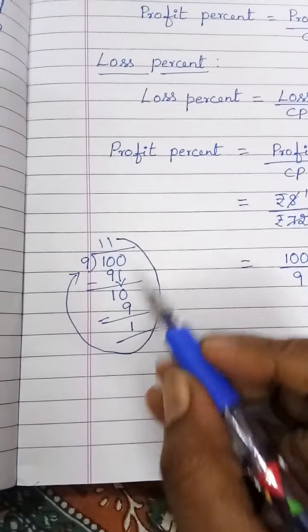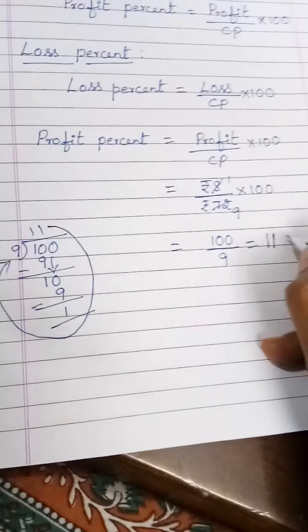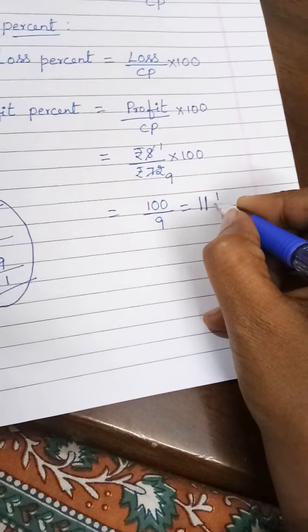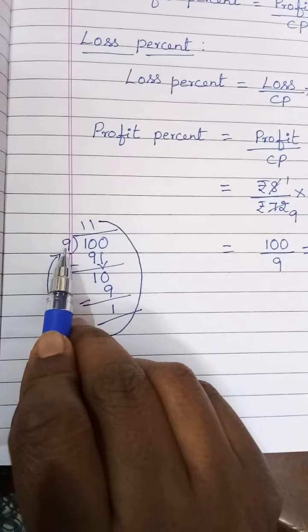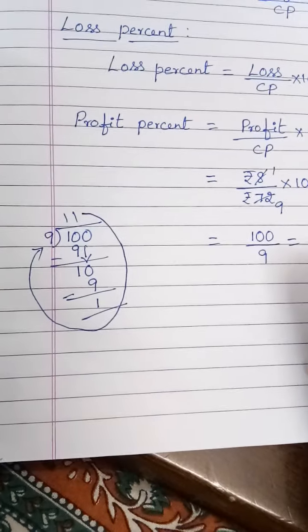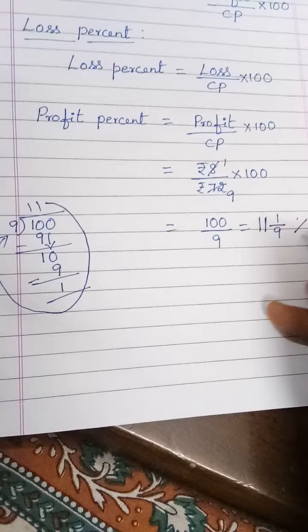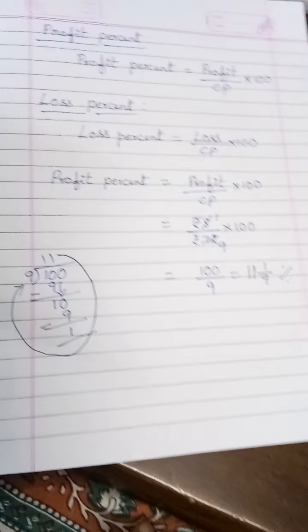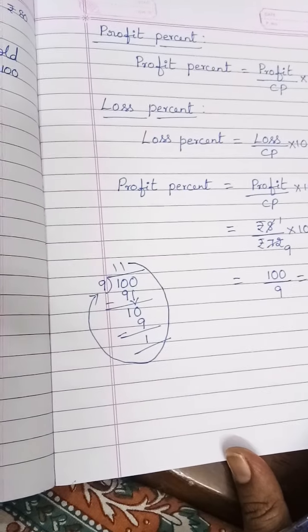Then what is the next number? After 11, what is the next number? 1, the remainder, goes in the numerator place, and the denominator is the last number, that is 9. So 11 1 by 9 is the profit percent. Understood? Now we'll see the loss percent.